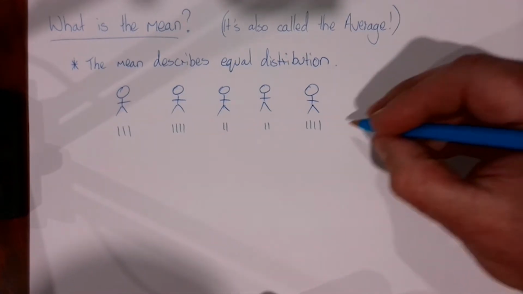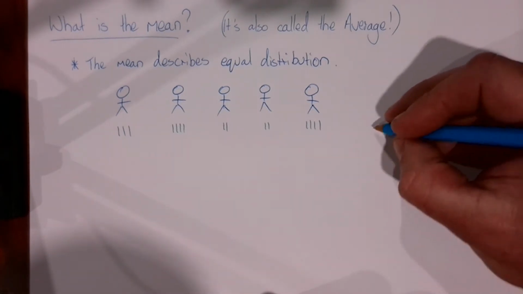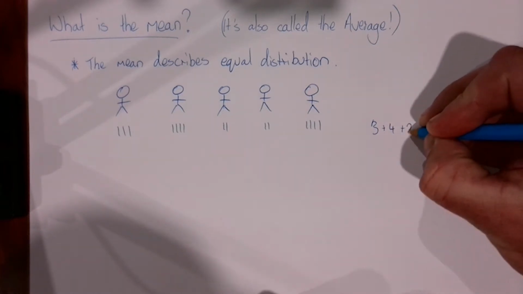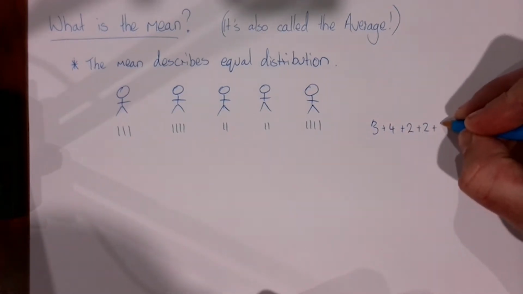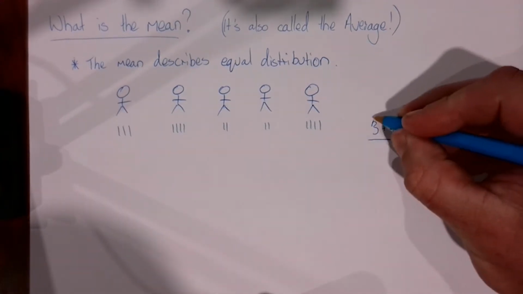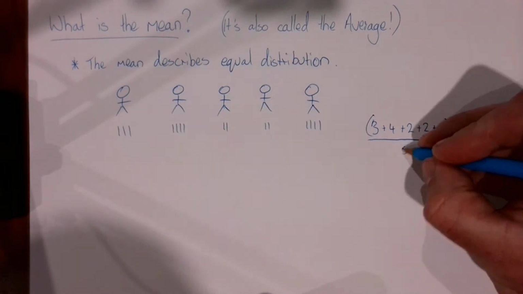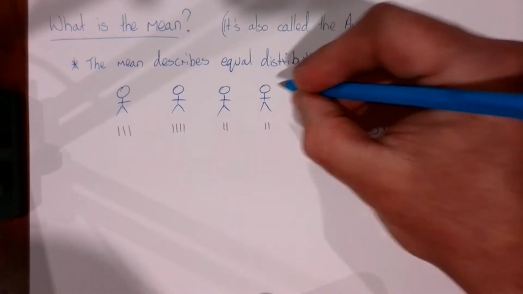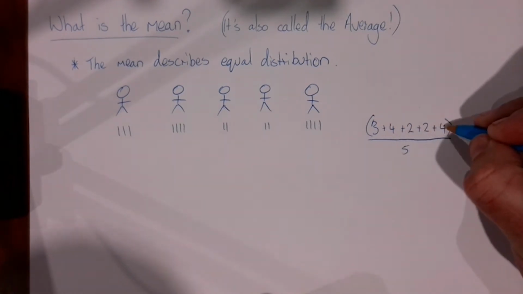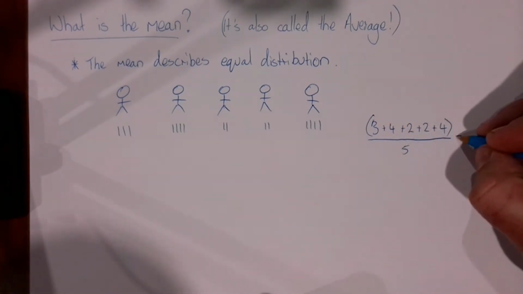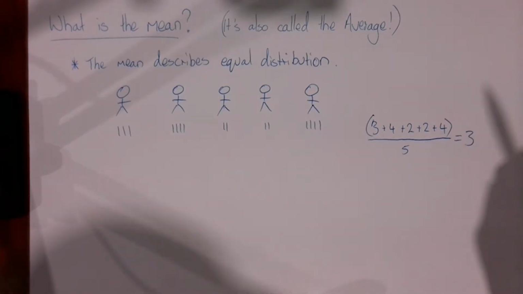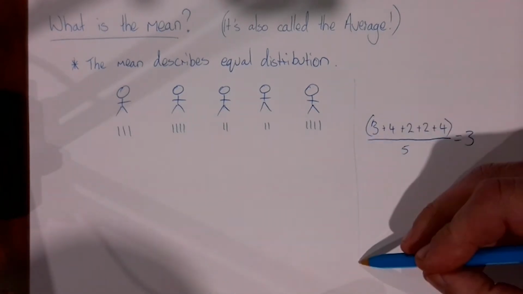Okay, so when we do this mathematically, what we do is we add all the scores up. So we've got 3 plus 4 plus 2 plus 2 plus 4, and then we have to divide that total by 5 because there are 1, 2, 3, 4, 5 people. Now if we add all of these up, we'll get 15, and 15 divided by 5 is 3. So the average is 3. Now that's how we do it mathematically.